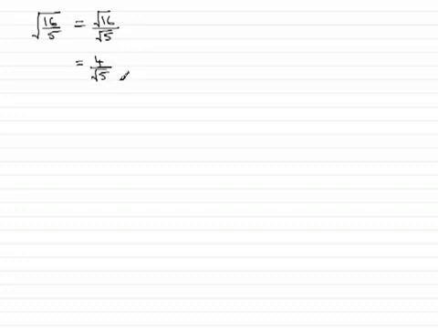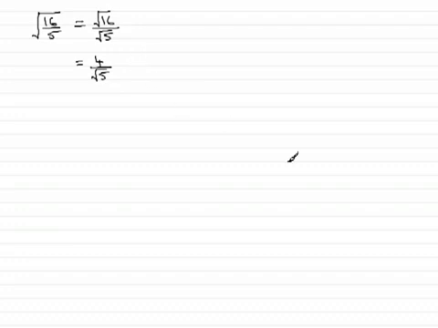Now we could leave our answers like this, but more often than not we use a method to simplify this further called rationalising the denominator. By that it means that we don't want to have square roots in the denominator. It's a method that removes square roots from the denominator.